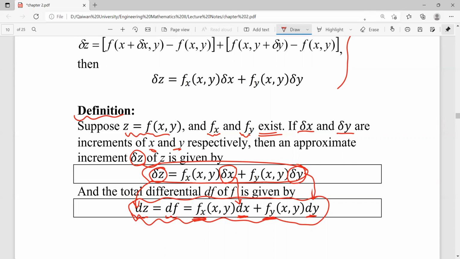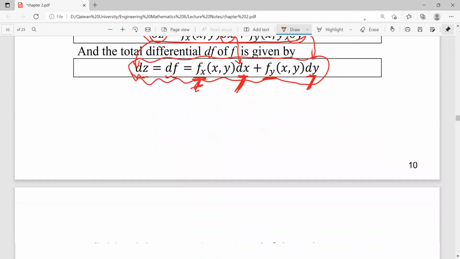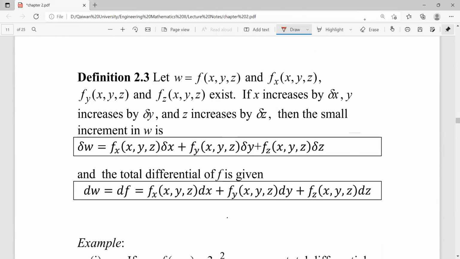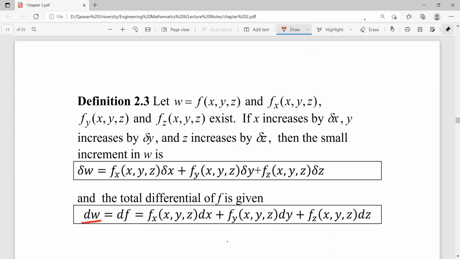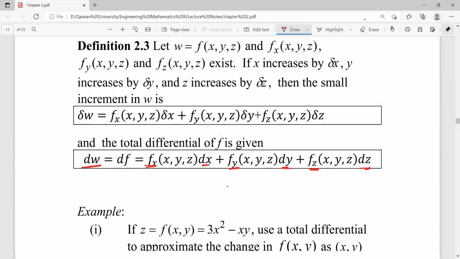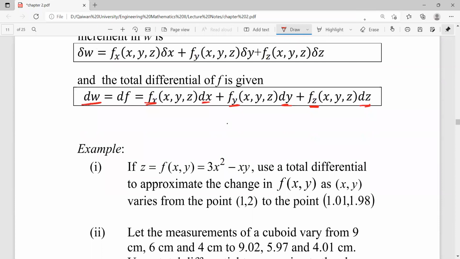What are dx and dy? Dx and dy are the changes which we have in the values of x and y. These are the increments of x and y. In the example, it will be clear. And for three variables, this is the same. dw, increment of w, is f sub x dx plus f sub y dy plus f sub z dz. That's all, if we have more variables. Here you have two examples.